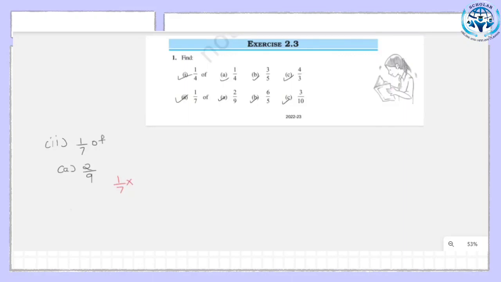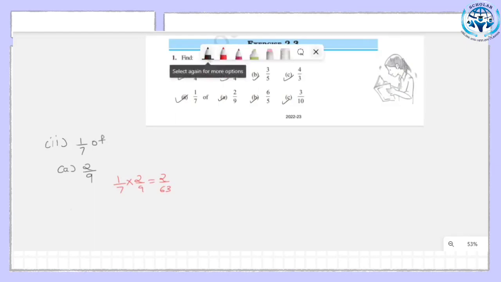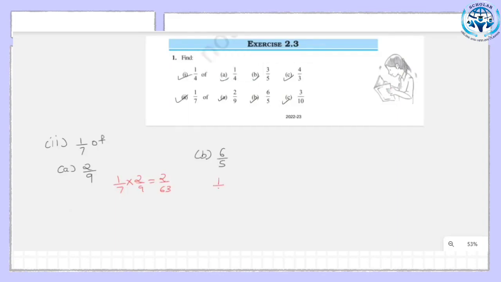Next, 1 by 7 of 2 by 9, 1 by 7 into 2 by 9. 9 7s are 63. 2 by 63 is the answer. Next, 1 by 7 of 6 by 5, 1 by 7 into 6 by 5, is 6 by 35. Next, 1 by 7 of 3 by 10, 1 by 7 into 3 by 10. 1 3s are 3, 7 10s are 70.